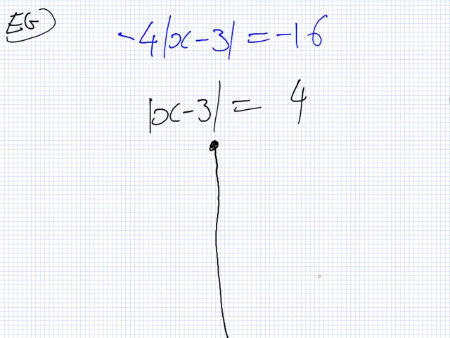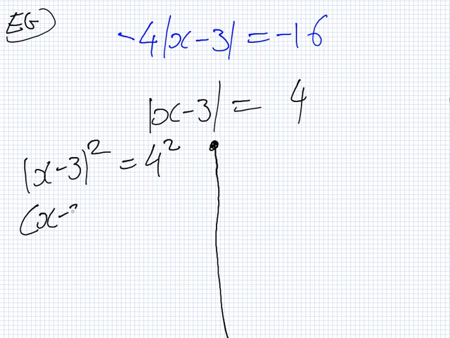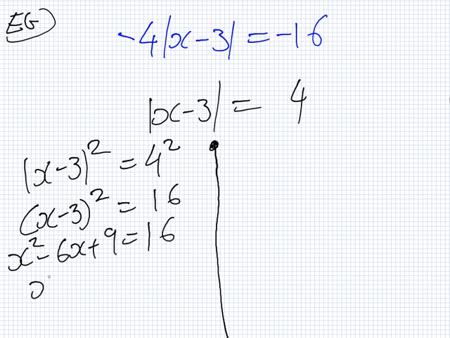So here, if I square both sides, absolute of x minus 3 squared equals 4 squared. Now what did I say? We can always drop the absolute when we square. So this becomes brackets x minus 3 squared equals 16. X squared minus 6x plus 9 equals 16. X squared minus 6x minus 25 equals 0.